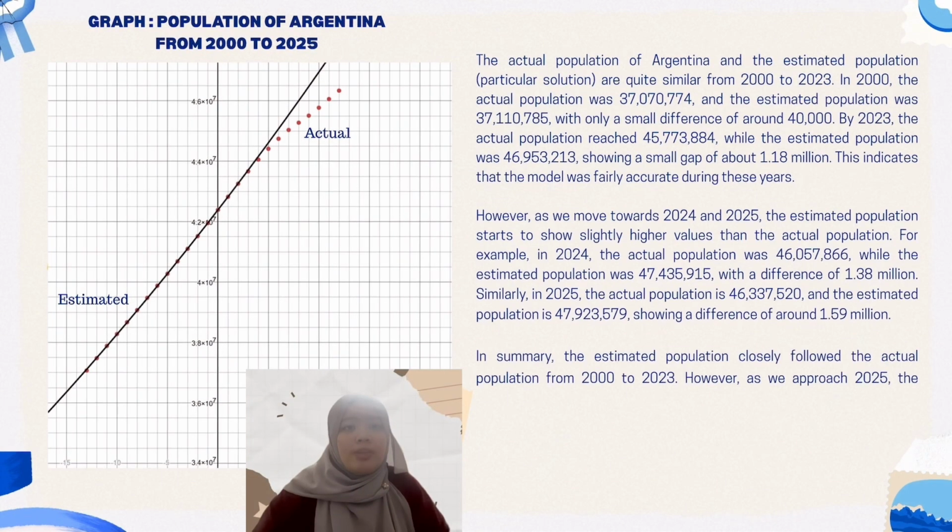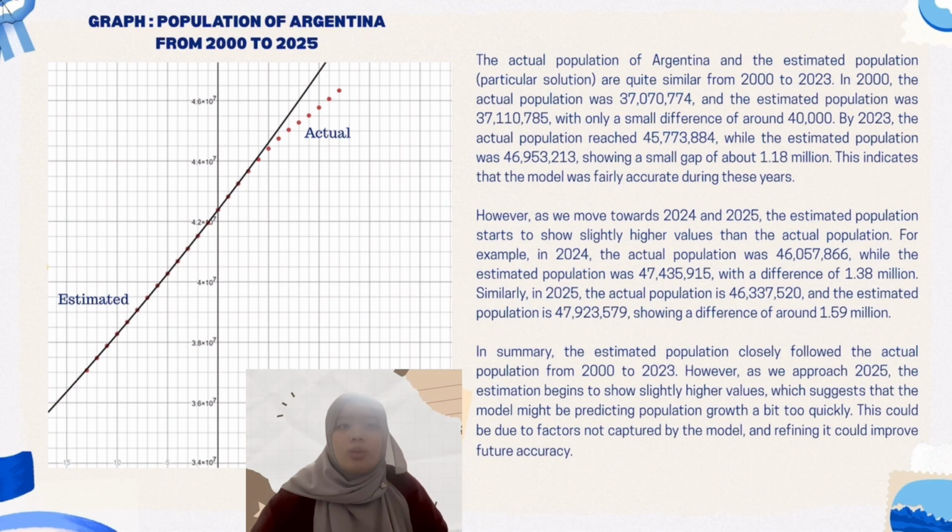So next, I will explain the graph of the population of Argentina between 2000 and 2025. I will compare the estimated and the actual population of Argentina, where the solid line represents the estimated population of Argentina, and the dotted line represents the actual population of Argentina. The actual population of Argentina and the estimated population are quite similar from 2000 to 2023.